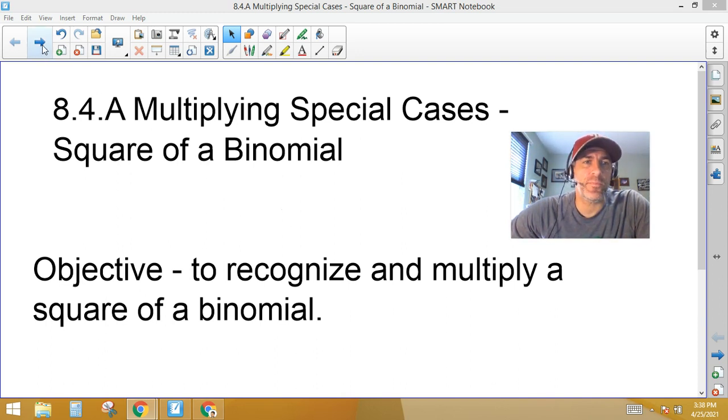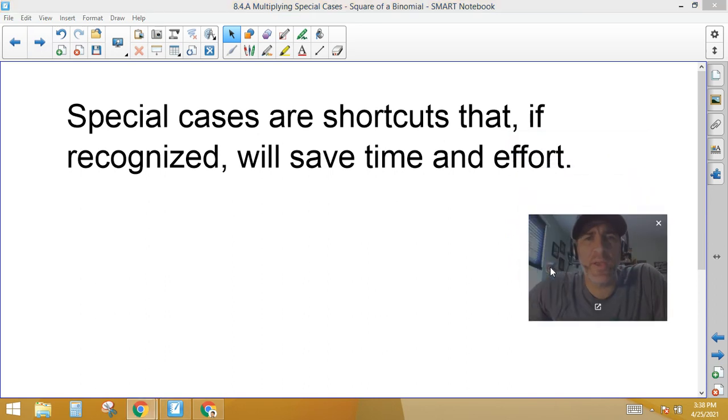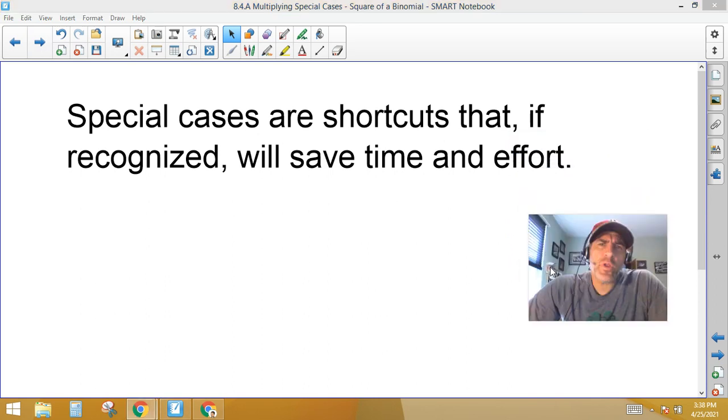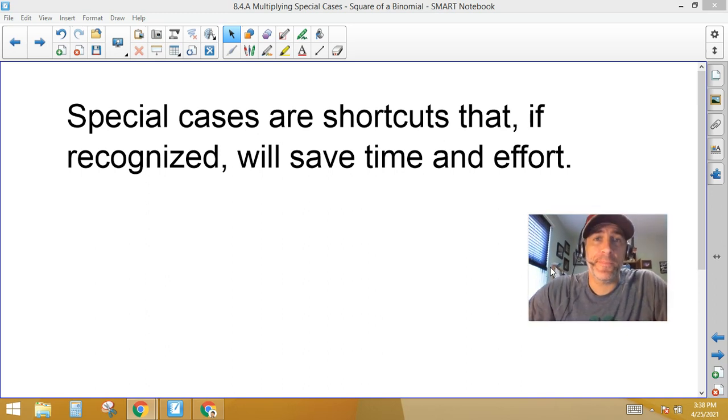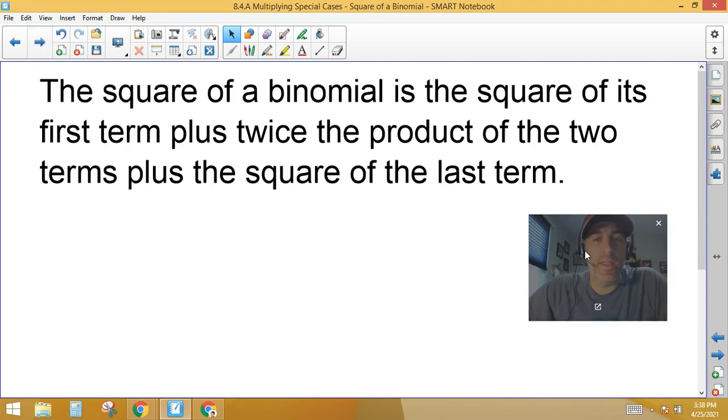All right. So what these special cases will be is like they're shortcuts. You can recognize them. It'll save you a lot of time and some effort. That's all these special cases are. If you recognize it looks like a certain way, like if it's a perfect square, there's a shortcut. So this is what it is.